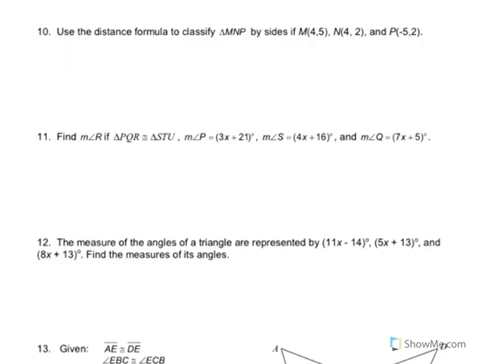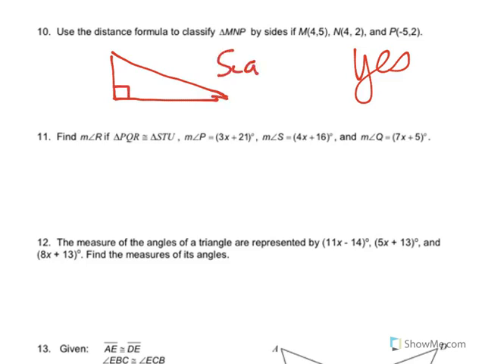And since I mentioned scalene, is it possible to have a right triangle be a scalene triangle? Yes or no? That would be yes, because you can have a right triangle that has 3 different sides. Just thought I'd throw that in there. It's scalene, but it's also right.